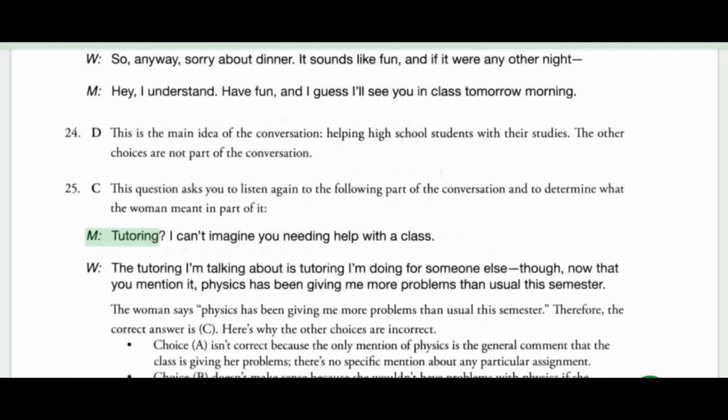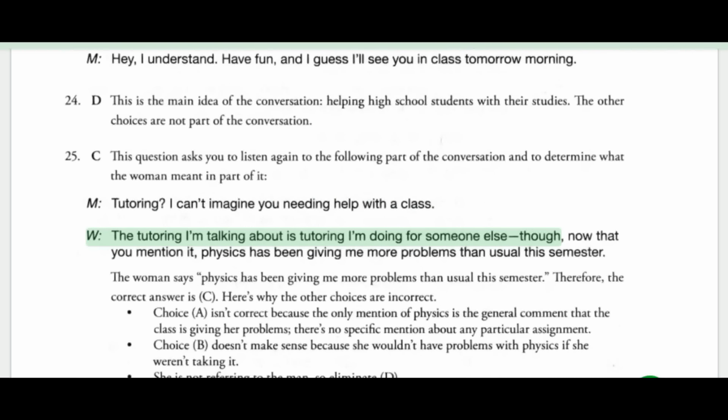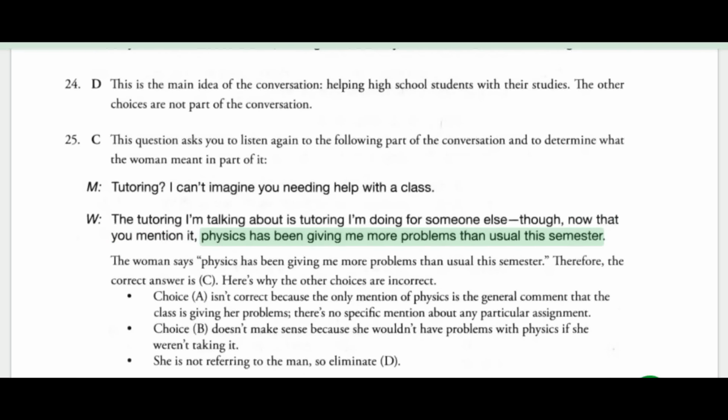Tutoring. I can't imagine you needing help with a class. The tutoring I'm talking about is tutoring I'm doing for someone else, though, now that you mention it, physics has been giving me more problems than usual this semester.